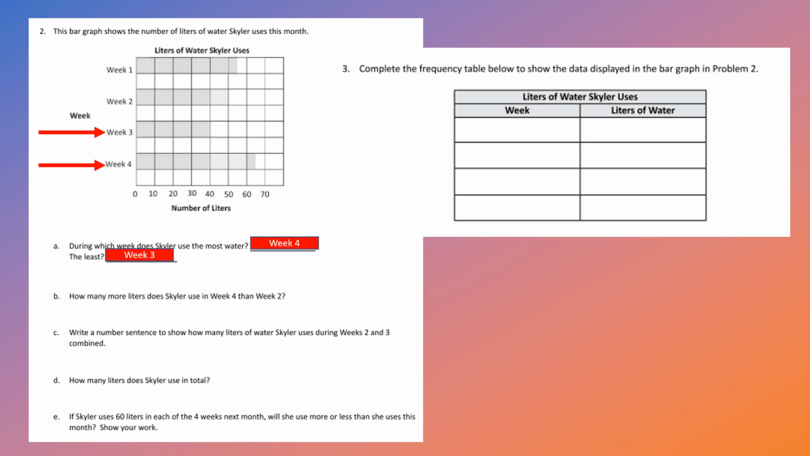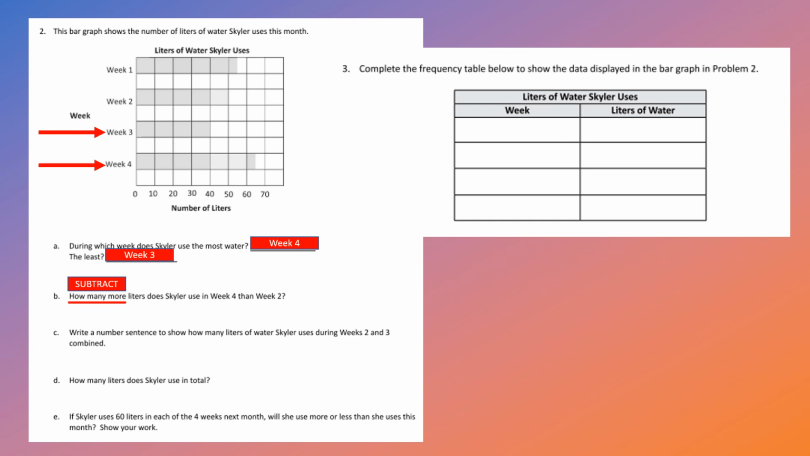B says, how many more? Keywords. How many more means that we subtract, okay? So make sure you underline that and write subtract, just to remind yourself that when you see those three words together, how many more, you're subtracting, all right? Now, what are we subtracting?